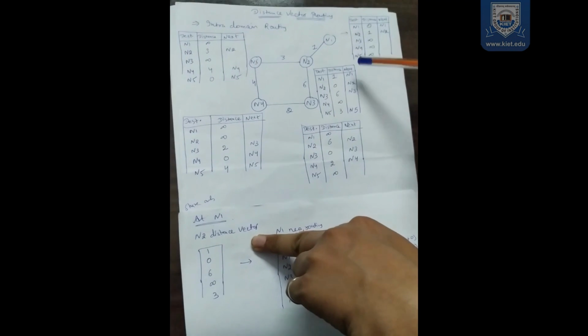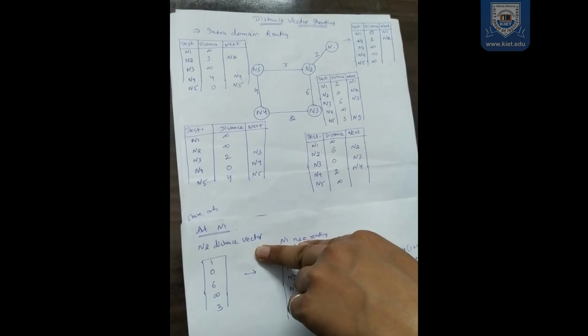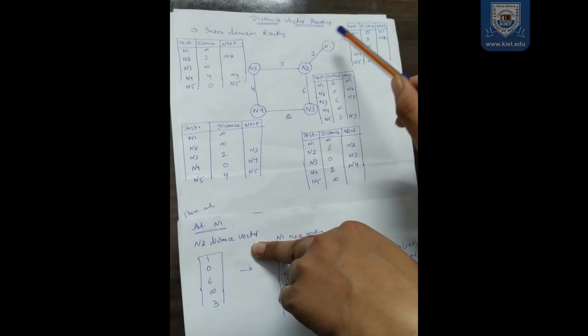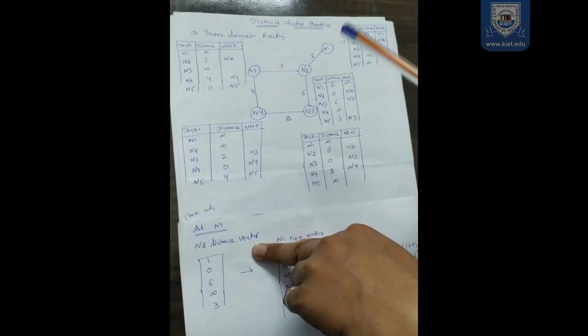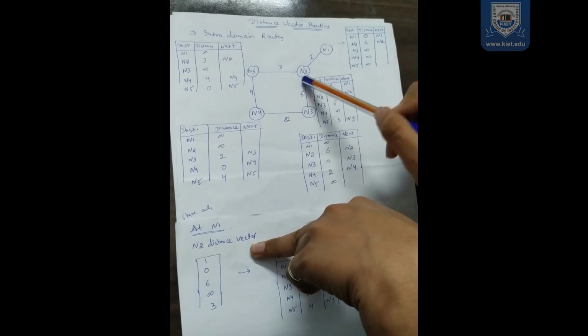Hello students, in the last lecture we learned how to calculate the routing table by each node, right? The second step is that the nodes share their routing table with the neighbor ones.